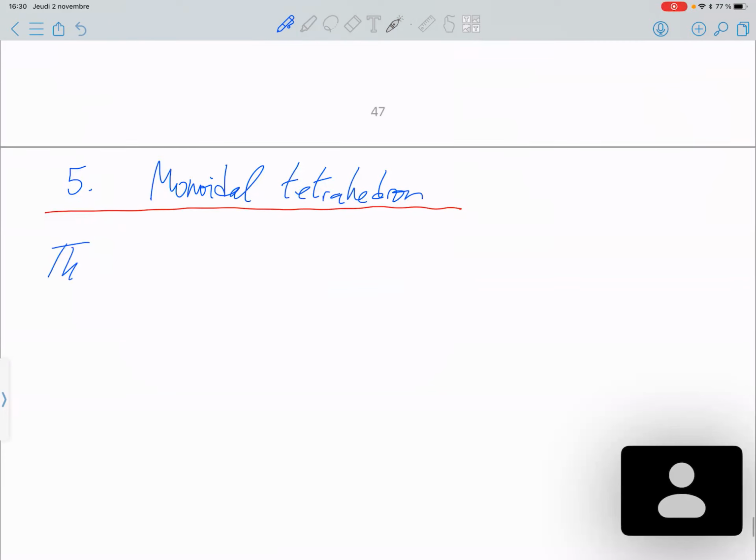So this section introduces the tetrahedron in a monoidal category.